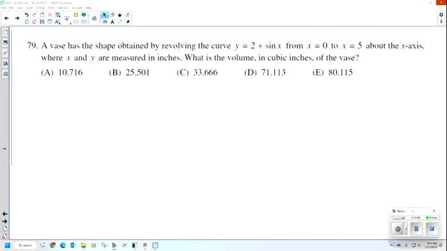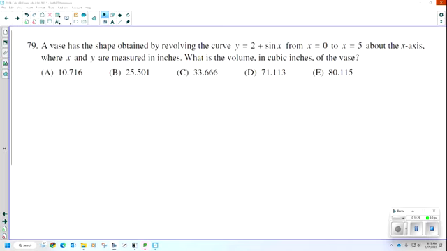Number 79. A vase, or a vase, depending how sophisticated you are, has the shape obtained by revolving the curve y equals 2 plus sine of x from x equals 0 to x equals 5 about the x-axis, where x and y are measured in inches. What is the volume in cubic inches of the vase?